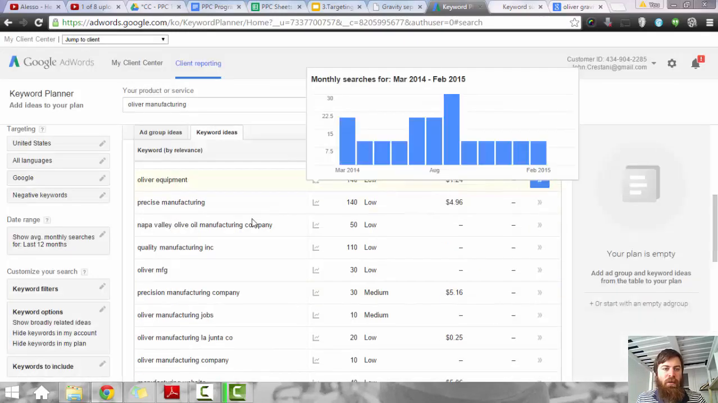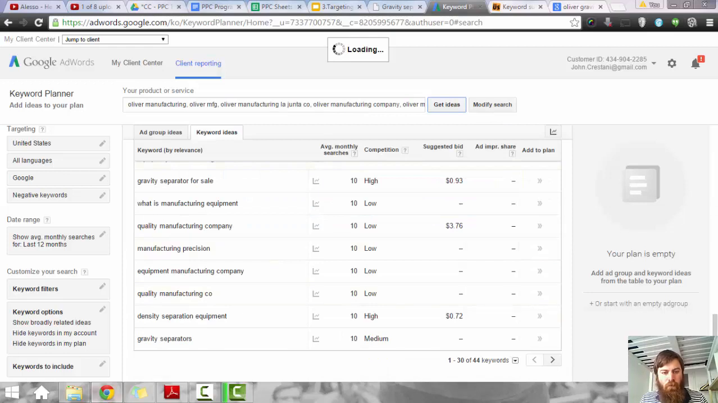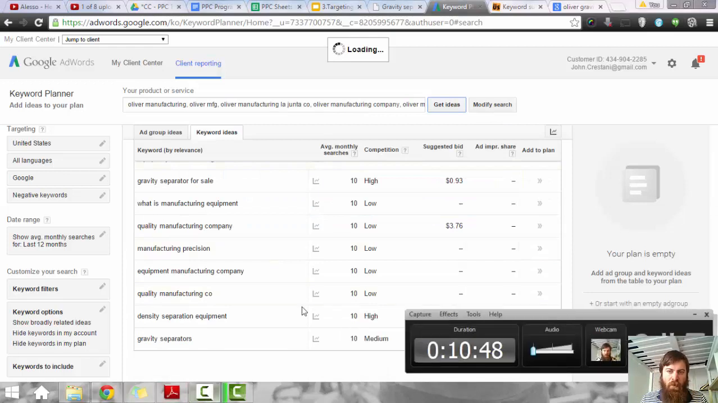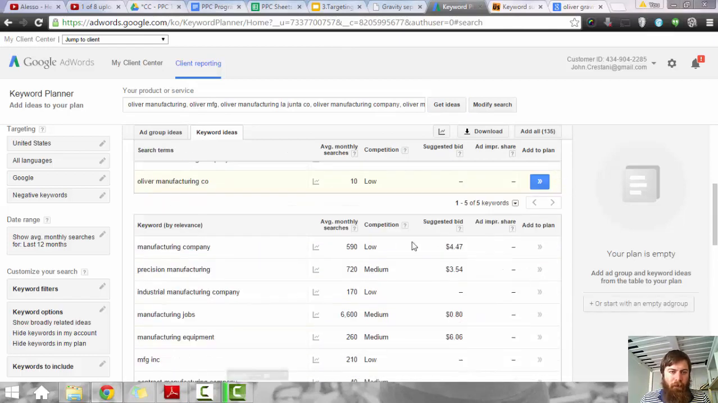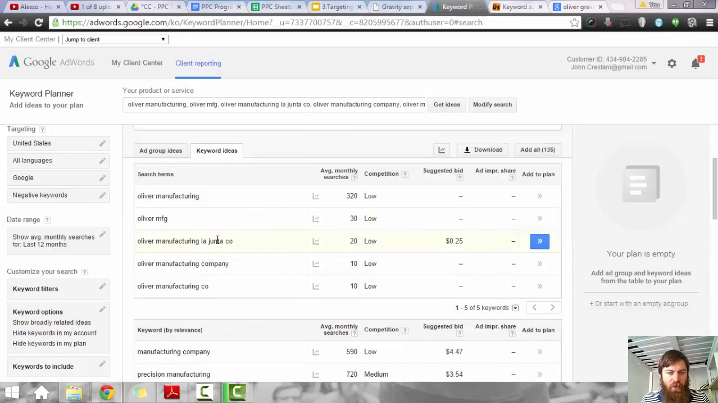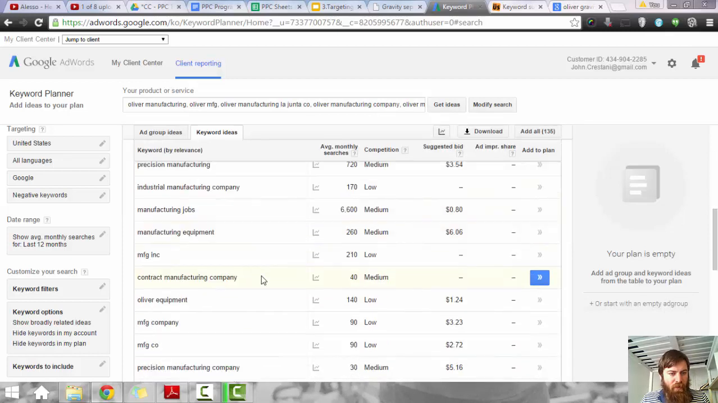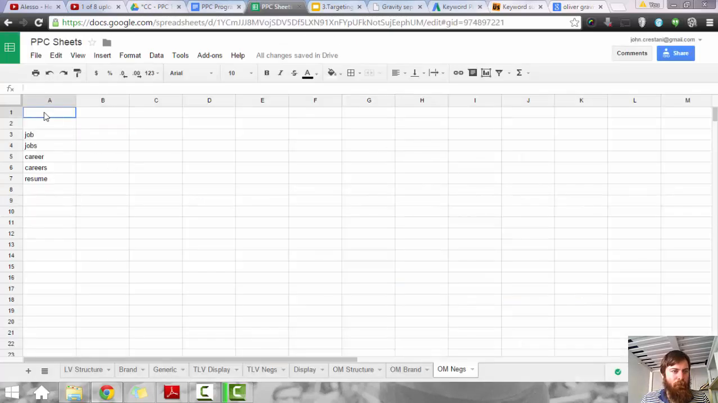So now we're looking at, okay, we have a couple searches. Oliver Manufacturing. Let's see if there are any others. What I'll also want to do is add equipment, or I'll just say Oliver equipment as a negative. And we already have jobs and job.